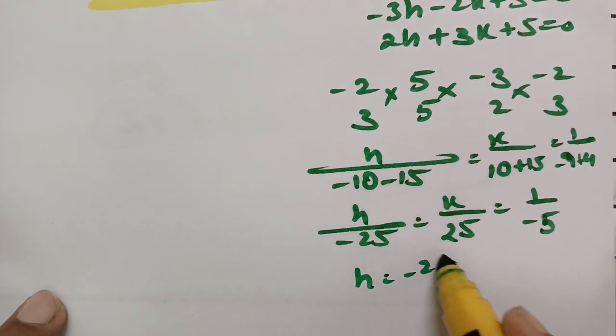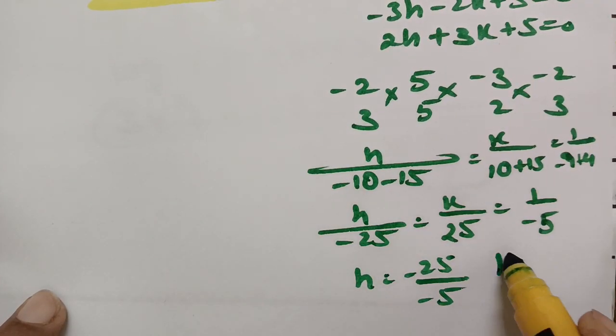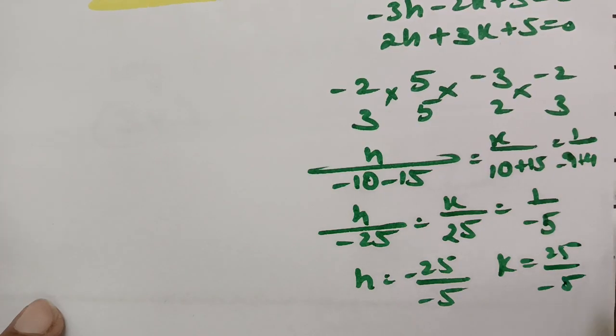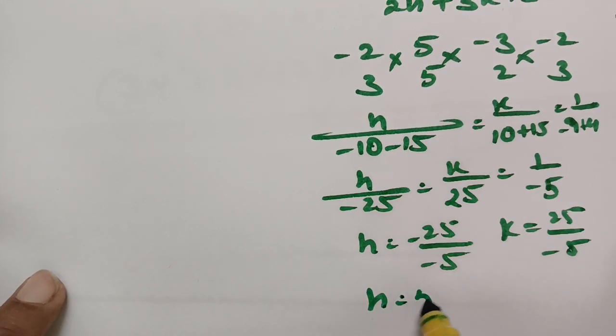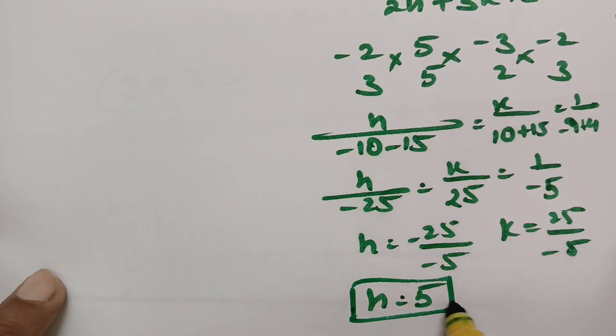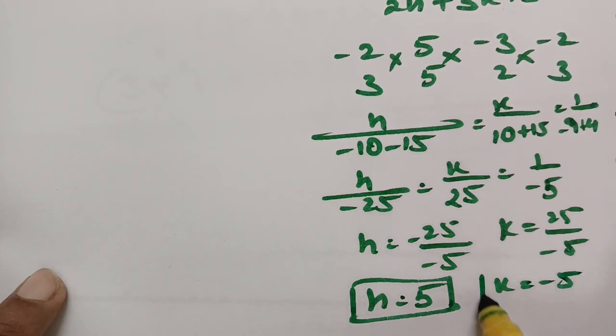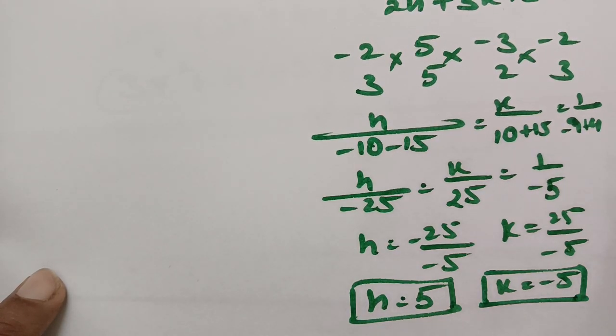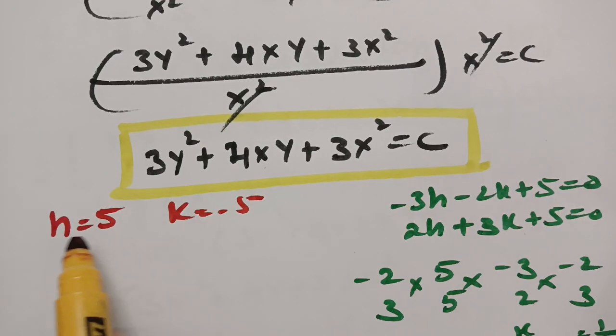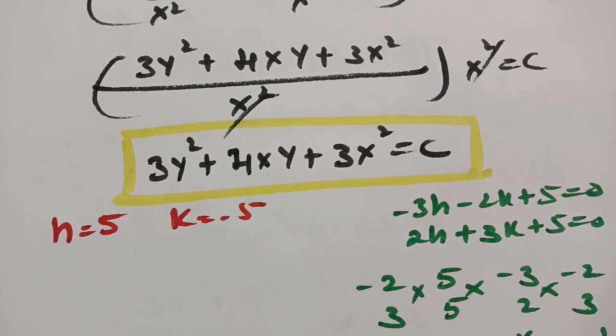So the h value is equal to minus 22 by minus 5, and the k value is 22 by minus 5. The h is going to become plus 5, and k is going to become minus 5. So we got the h and k values: h value as 5 and k value as minus 5.